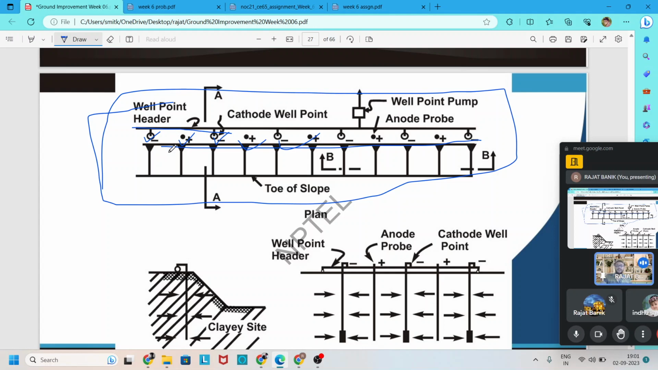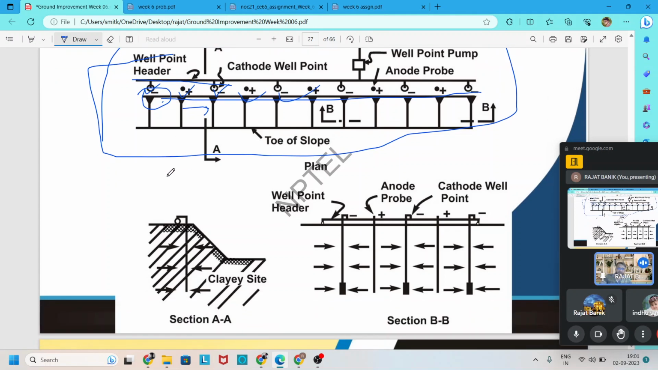Due to this electric gradient, water flows from positive to negative, and after this the water is collected or accumulated at the cathode region. With an arrangement of a piping system, the water gets removed from this region to another region.